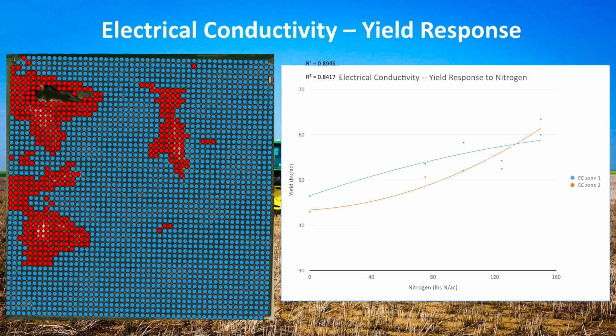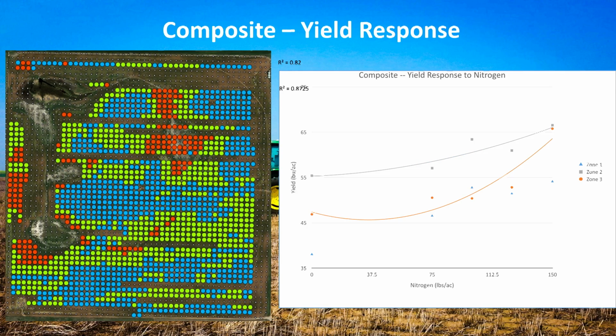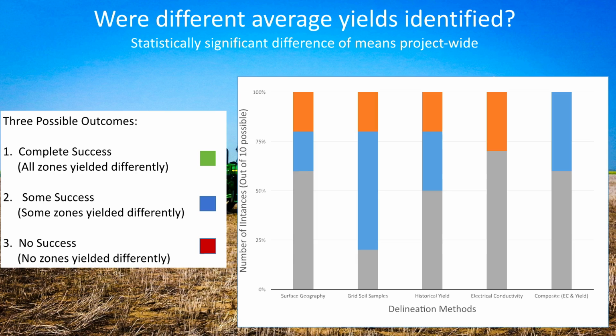Conductivity, same thing, we've got some differentiation and maybe some difference in curves. And composite, again, we've got some differentiation in productivity and maybe some in the response. So the next step was, this table is basically a summary of what the results were across all 10 fields. And really what I'll get you to focus on is the red section.